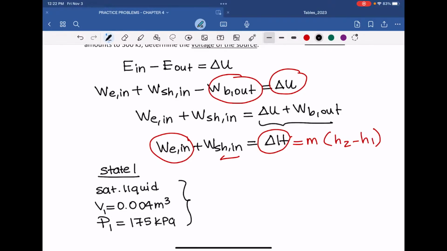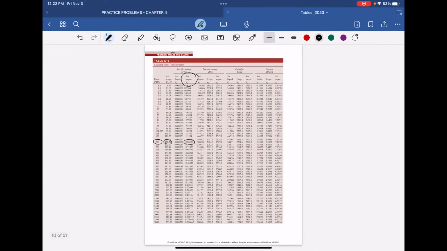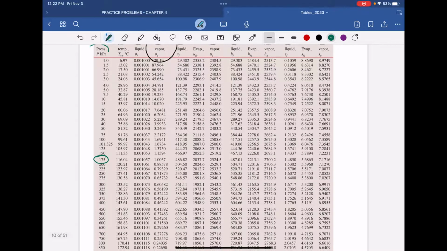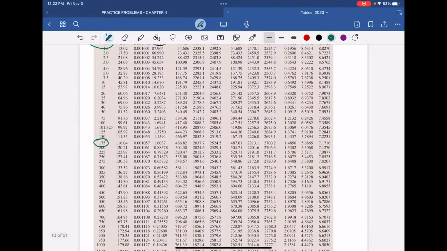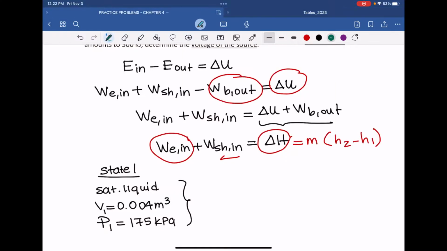Now at 175 kilopascal we find for water. Let's take a look at it. Let's erase that. 175 kilopascal. And we have a saturated liquid. The saturated liquid specific volume is this. And the saturated liquid enthalpy is this one. Let's write it down.